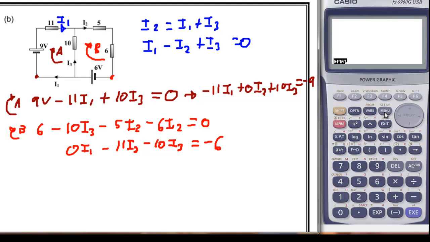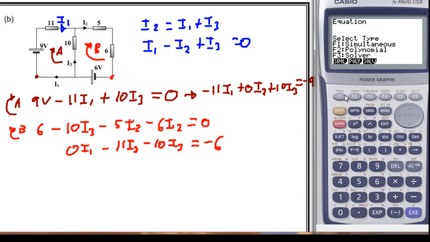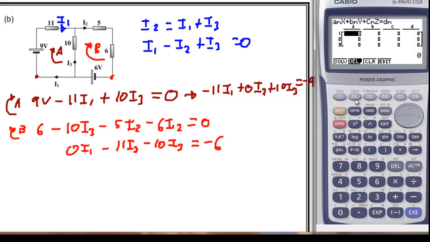We type them into the calculator, so we go up to menu, we come down here to equations. We go to simultaneous, which is F1. There's 3 equations, so we go to 3. Okay, we start off with 1, minus 1, 1 equals 0. So that's our first equation done. We come to a second equation. Now it's a minus 11. It is 0 for our second number. It is 10 for our third number, and that equals minus 9.